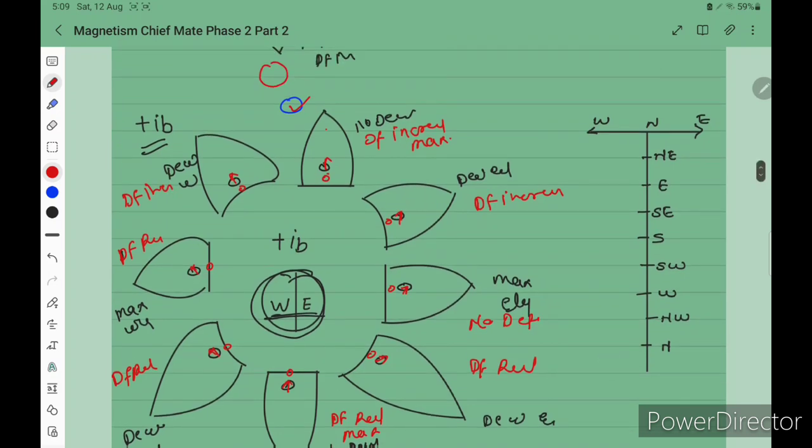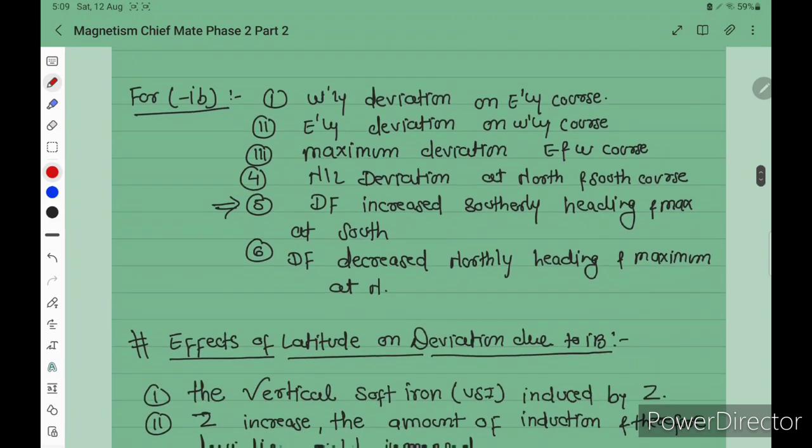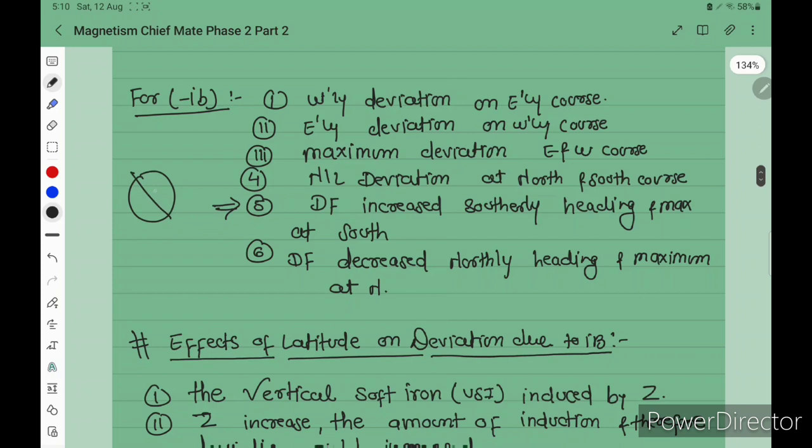Okay, so how does the graph look? On the 0, 0 to 180 is easterly deviation, and from east and south 180 to 360 is westerly deviation. For minus IB, generally plus BB is not present in the merchant vessels, so we discuss only the minus IB. For minus IB, westerly deviation on easterly course, easterly deviation on westerly course. When you prepare this cardinal intercardinals, you don't need to mug up all this. You can easily describe it. Westerly deviation on easterly course, if you remember, minus IB is like this. So westerly deviation on easterly course and easterly deviation on westerly course.